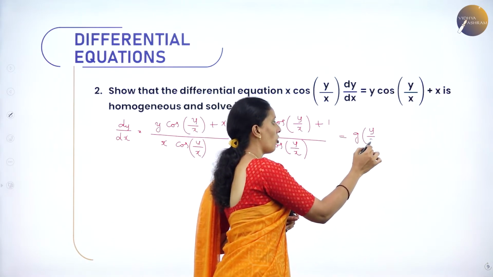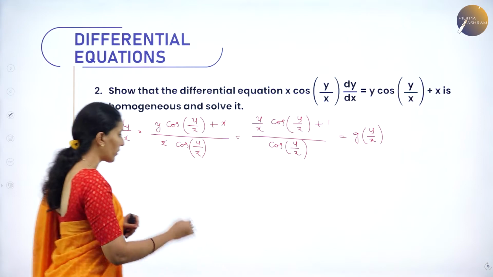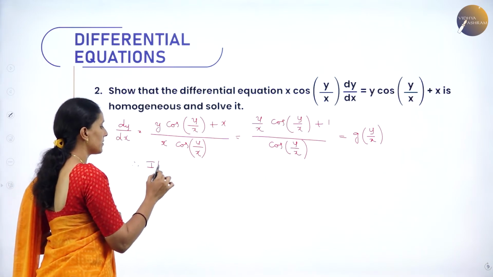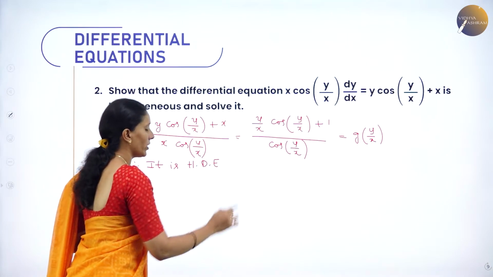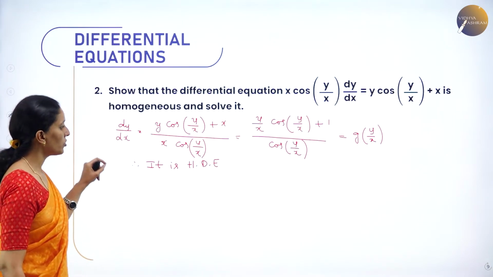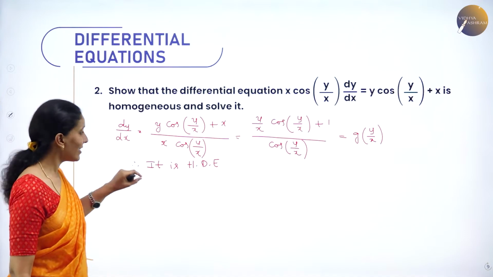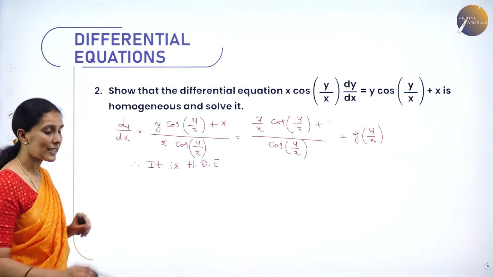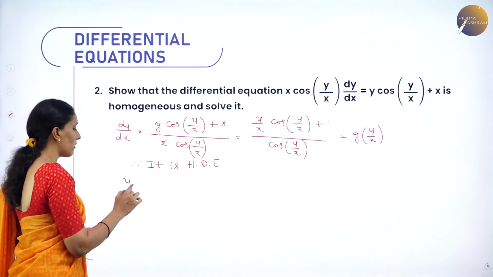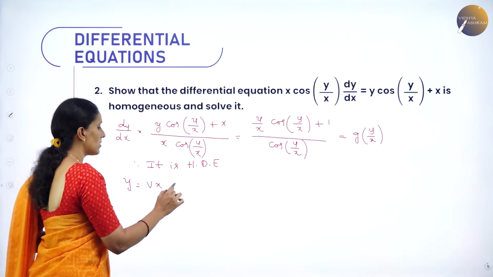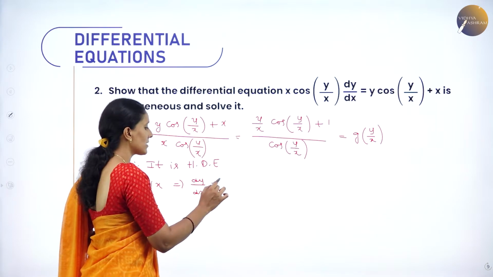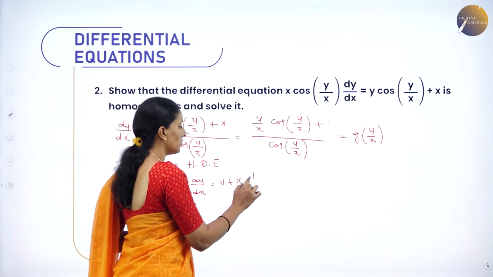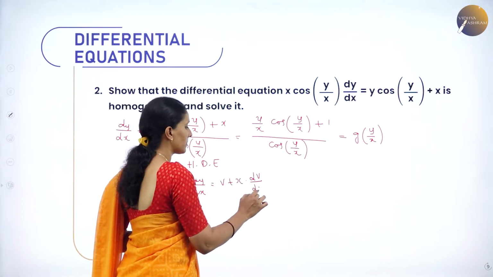So now all the variables are expressed in the form of y by x. That is g of y by x. So therefore clearly it is a homogeneous differential equation. Now since it is a homogeneous differential equation and it is of the type dy by dx, I can put y is equal to vx. So this implies dy by dx can be written as v plus x into dv by dx.